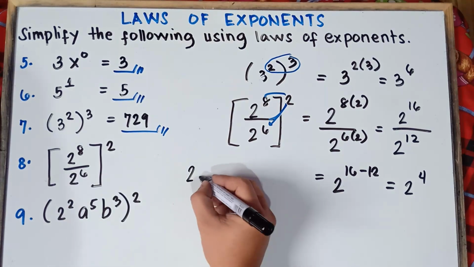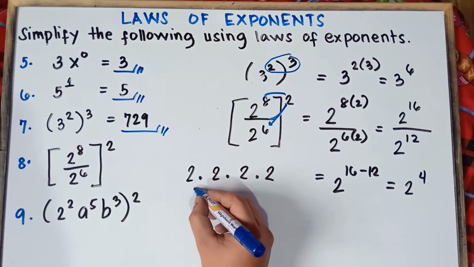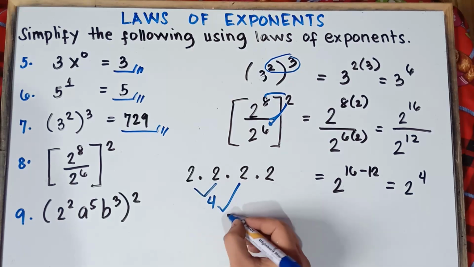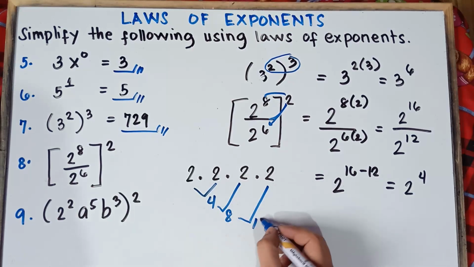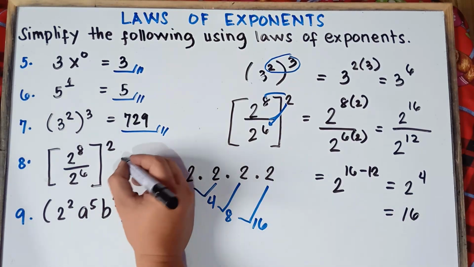This will be 2 times 2 times 2 times 2. So 2 times 2, that's 4. 4 times 2, that's 8. 8 times 2, that is 16. So therefore, our answer is 16 for number 8.